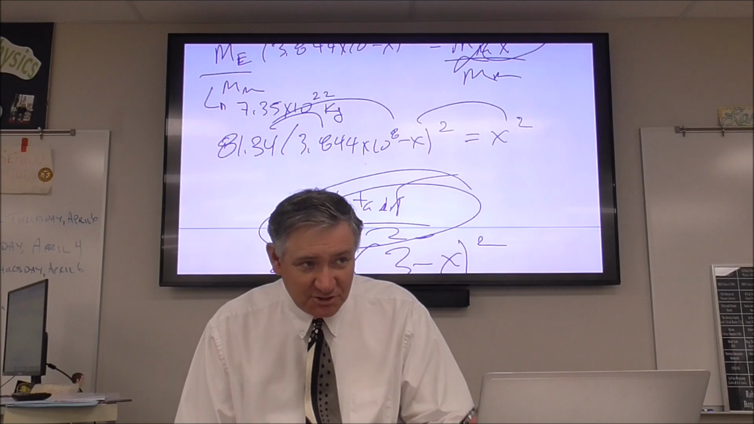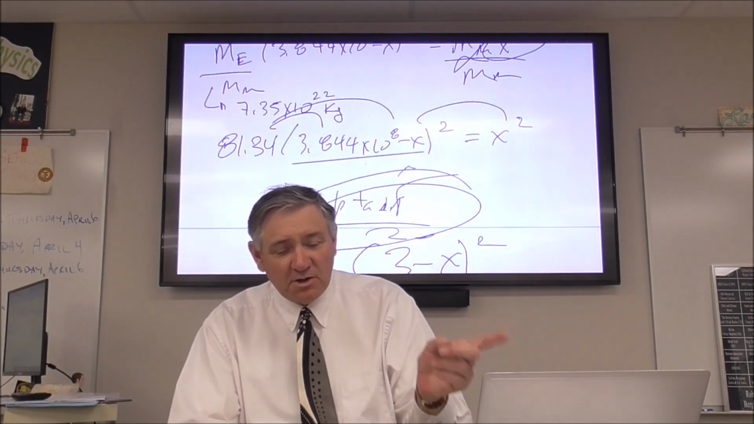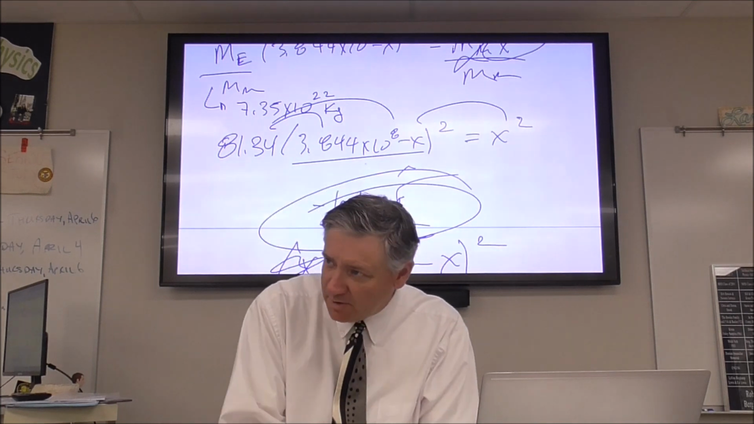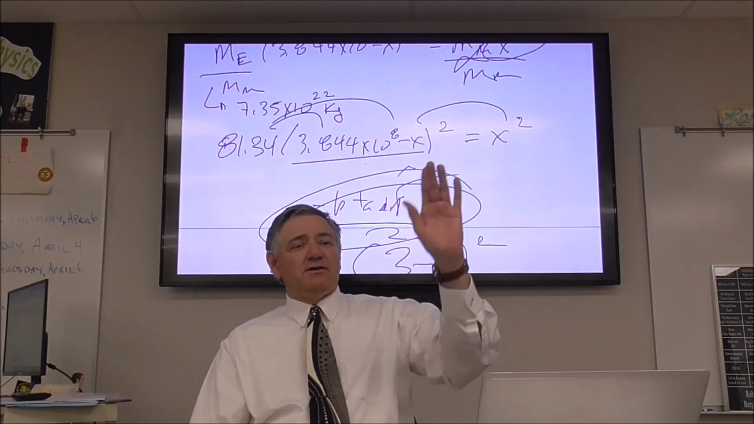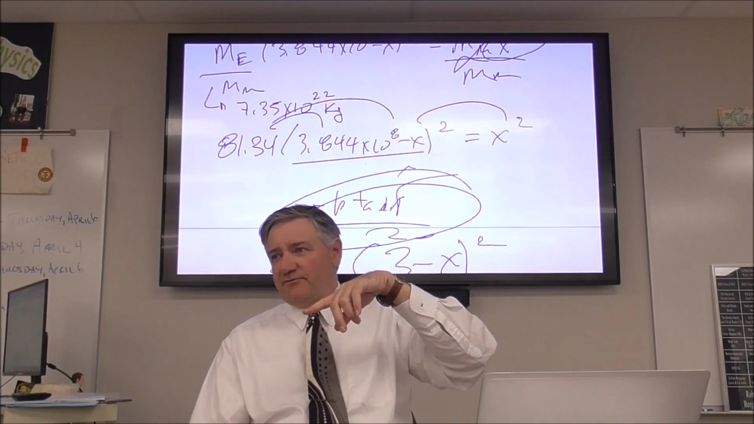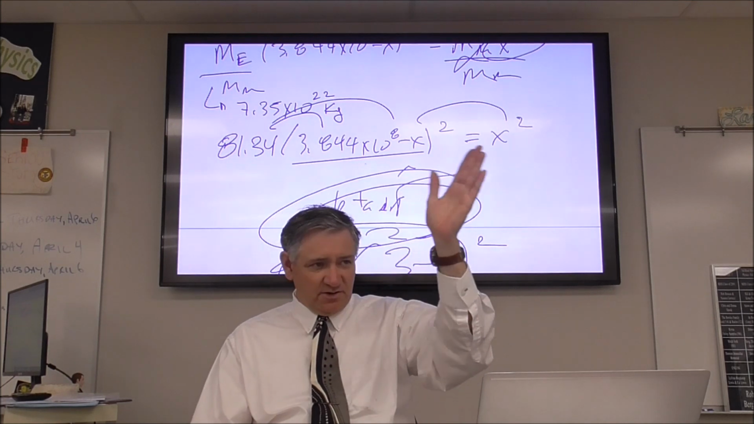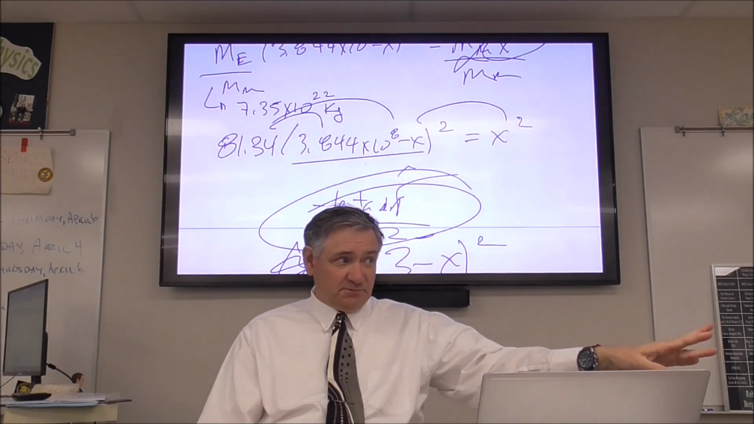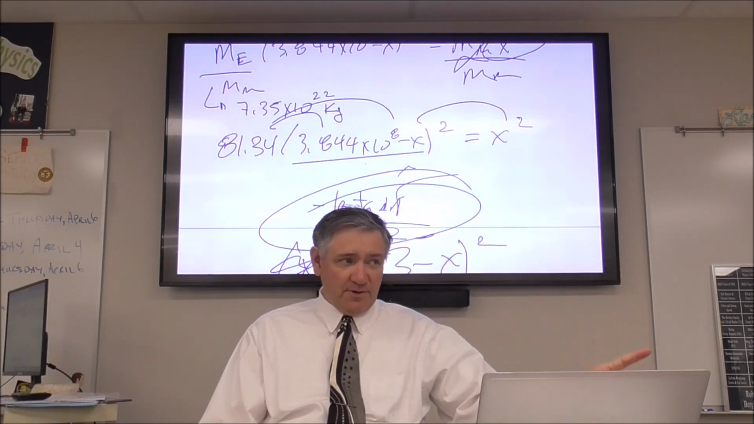So if you want that challenge, expand this binomial, multiply everything by 81.34, move x squared over to one side to get that equal to 0, and then plug that into the quadratic formula. Okay? And you're going to get 2 possible roots. You're going to get L1 and you're going to get L2. That's an option. So if you want the challenge, that's how you could roll with it.